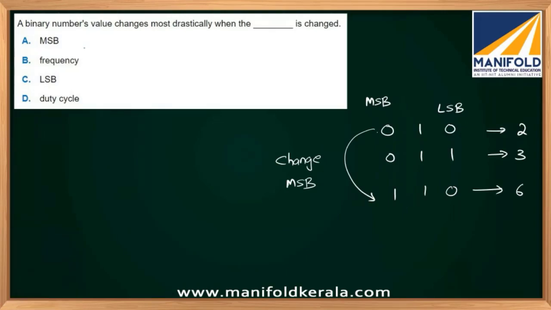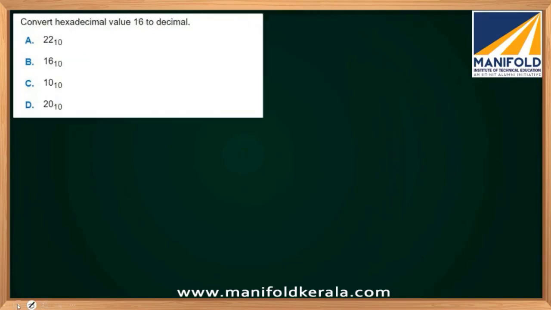So the more drastic change is obtained by changing the MSB, right? Please remember, frequency and duty cycle have nothing to do with the change in the number representation. Frequency and duty cycle come up when you deal with sequential circuits and clocks, these kinds of things. So these options are not relevant here. Fine. Okay. Now let's move on to the next question.